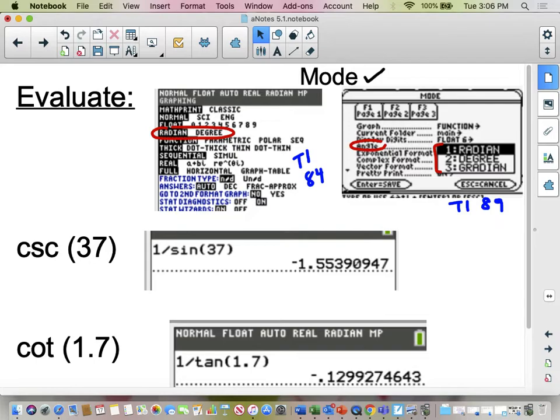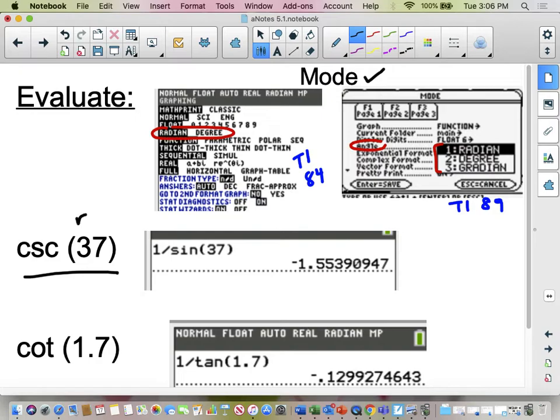If you look at my example, I have cosecant of 37 right here. Is there a degree symbol? No, no degree symbol, this is in radians. Cotangent of 1.7, no degree symbol, this is radians. If you don't see a literal degree symbol, then it's in radians.